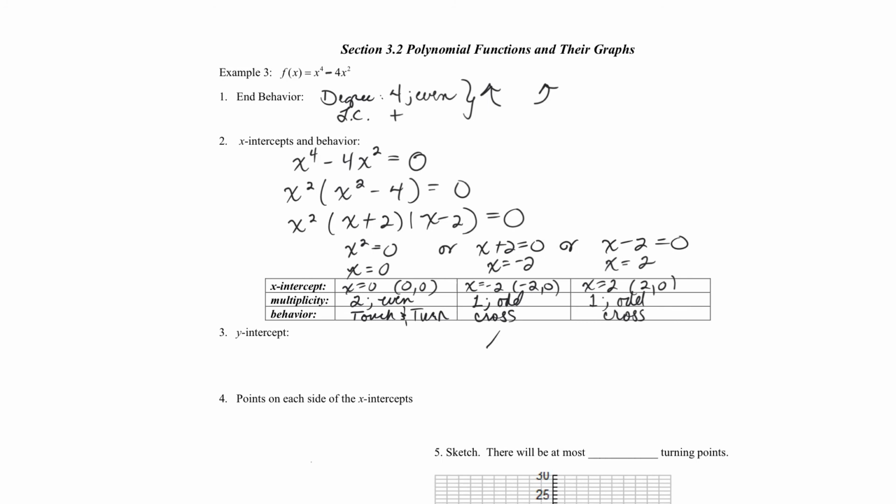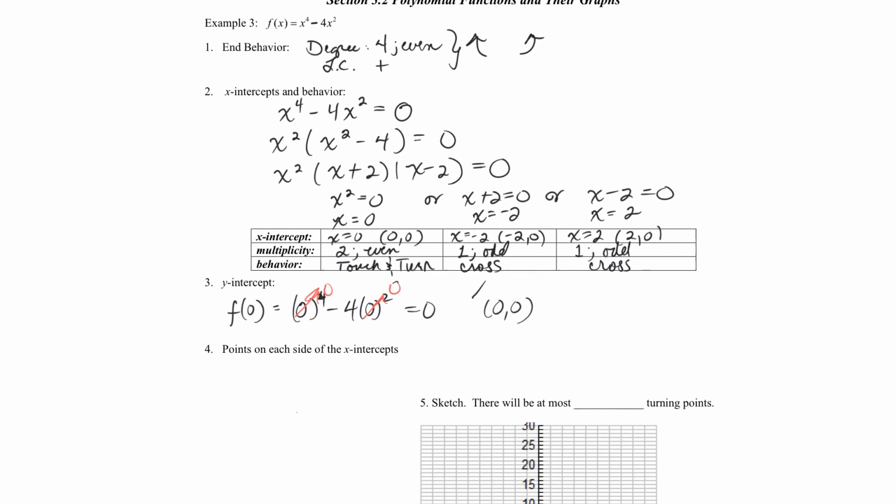Now, because my x-intercept was (0, 0), I know that my y-intercept is (0, 0) as well, but I can also find that by just plugging in, right? 0 squared, 0 to the 4th, sorry, minus 4 times 0 squared. Well, 0 minus 0 is 0. So my y-intercept is at (0, 0) as well.